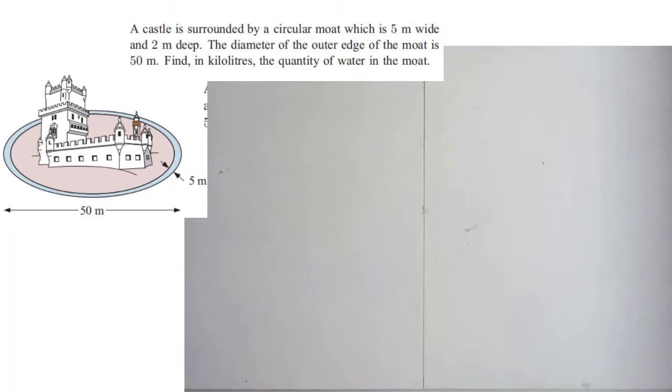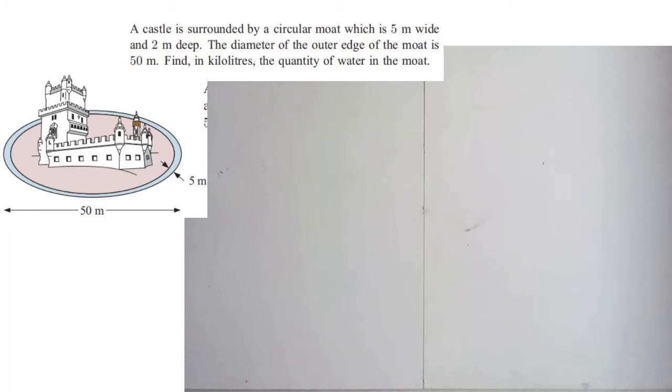A castle is surrounded by a circular moat which is 5 meters wide and 2 meters deep. The diameter of the outer edge of the moat is 50 meters. Find in kiloliters the quantity of water in the moat.